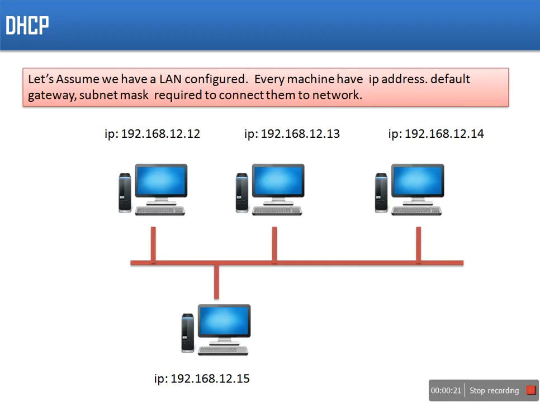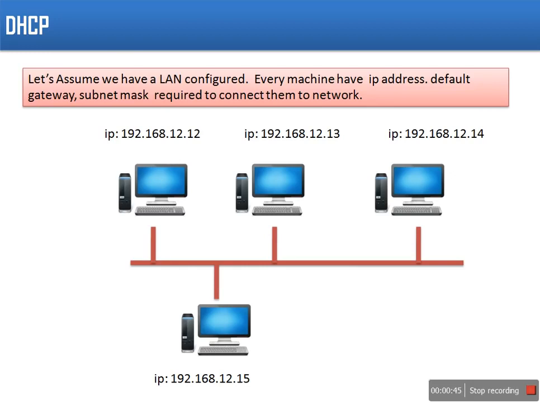For example, we all have Wi-Fi networks. Whenever you connect your device to that Wi-Fi network, your device automatically gets its own IP address. So there must be some device that is providing these details. In this lecture we will see how DHCP works.